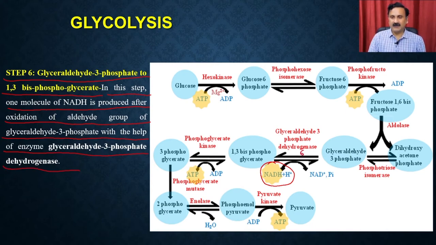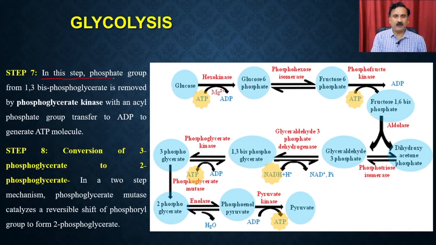So in step 6, the glyceraldehyde phosphate dehydrogenase is going to do the oxidation of the glyceraldehyde phosphate, and that's why this aldehyde group is going to be oxidized by the enzyme, and that's going to produce one molecule of NADH, and the product that is going to be formed is 1,3-bisphosphoglycerate. Now 1,3-bisphosphoglycerate will enter into the next step, which is step 7.